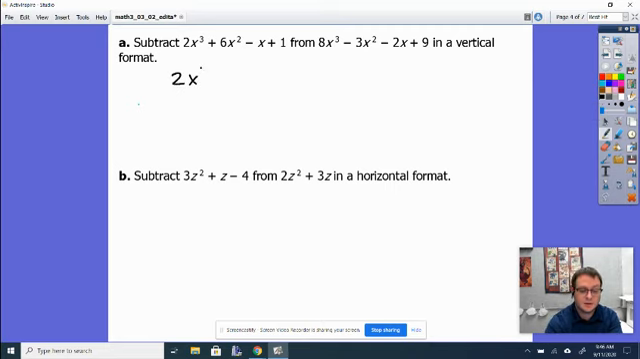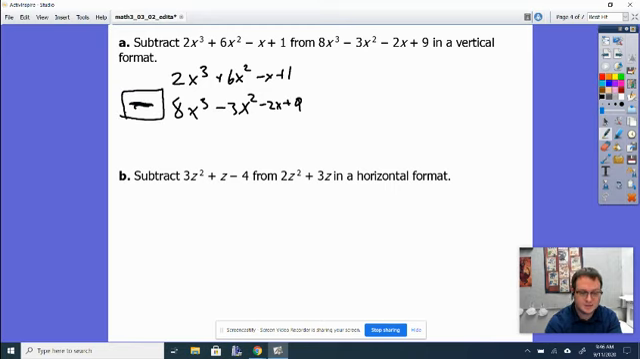So 2x cubed plus 6x squared minus x plus 1, 8x cubed minus 3x squared minus 2x plus 9. And I am subtracting these. Okay, this is important that I am subtracting these. Okay, so let's do this one by one.